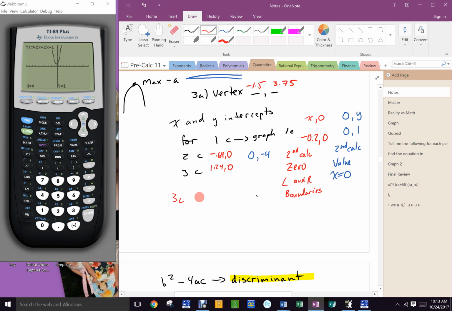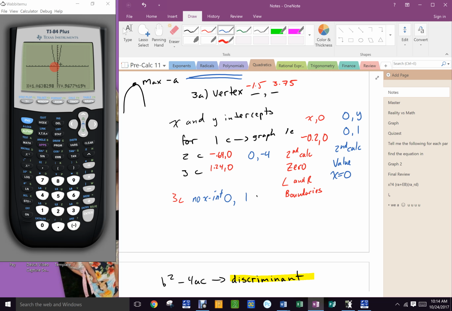3c, I have my y value, or my y-intercept is 0, negative 1. Yes? Now look closely. 0, positive 1. Thank you. Look closely. Does it touch the x-axis anywhere? So does it have an x-intercept? No. No x-intercept. Which we already knew from the discriminant, right? It had no roots. It had no zeros. So it never touches the x-axis.